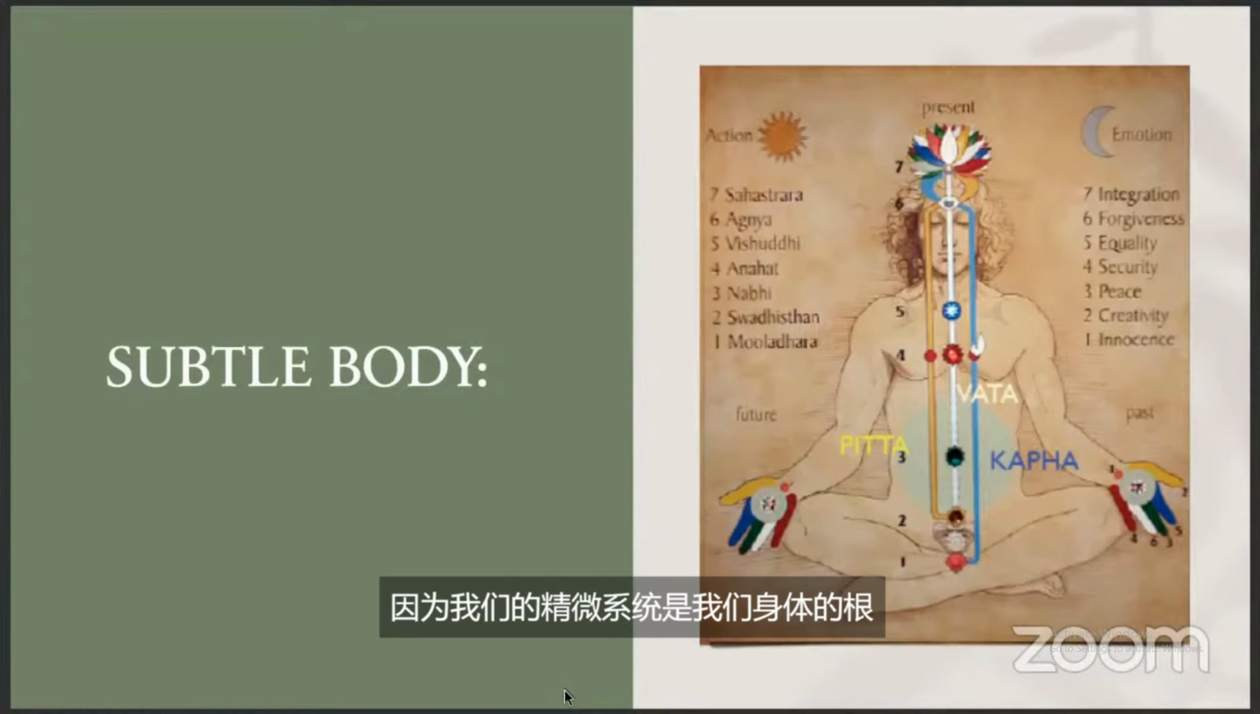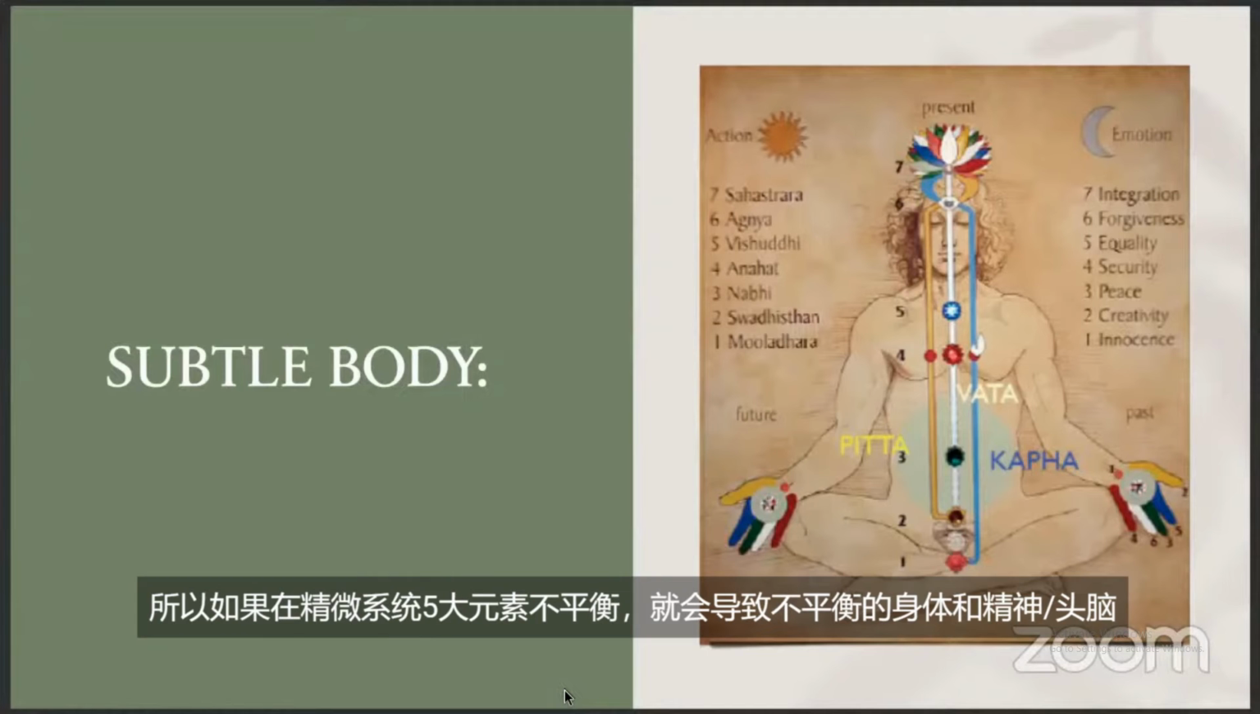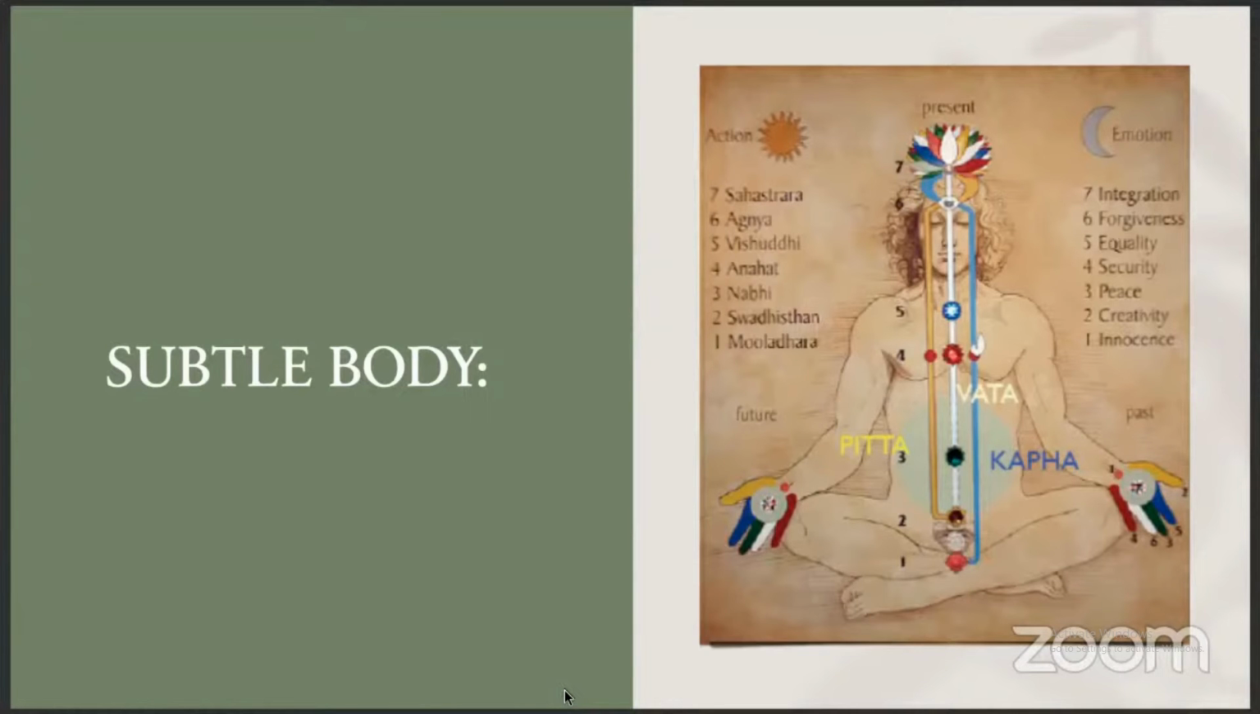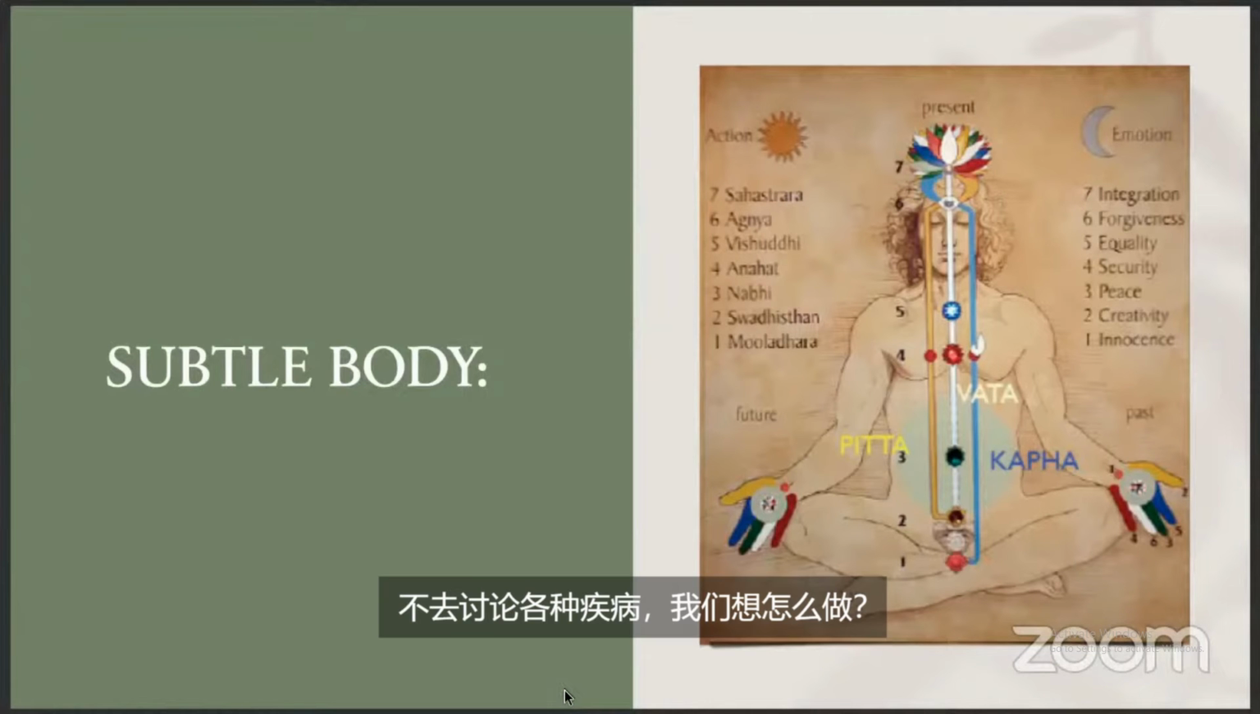As the subtle body is the root of our being, imbalance in the 5 elements in the subtle body reflects as imbalance in our mental and physical body, thus creating many kinds of diseases, mental diseases, psychosomatic diseases. But without going into the diseases, what we are really searching for is complete health, or complete balance.